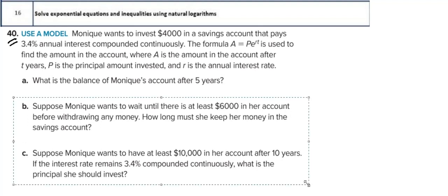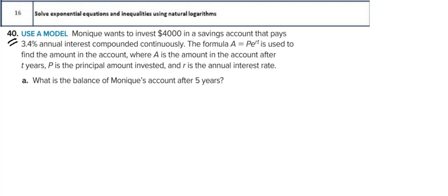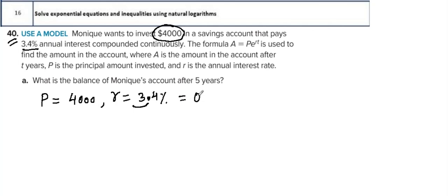First, you look at the A part, which is very easy. Monique wants to invest this money, $4,000. So this is your P. Principal is the amount which we are going to invest in the beginning, and 3.4% is the rate, R. How do we change it to a decimal? Move the decimal two digits to the left, so it will be 0.034.